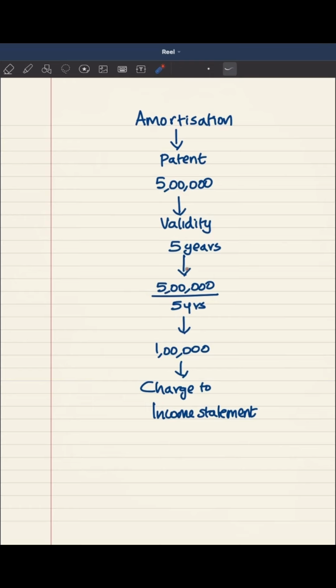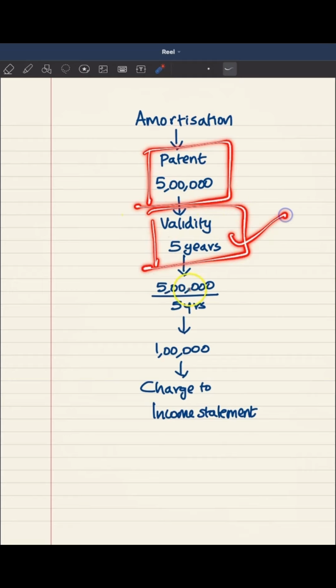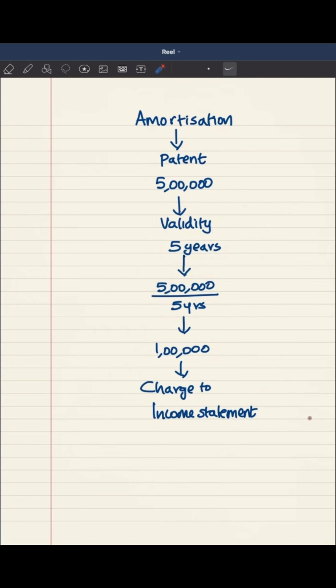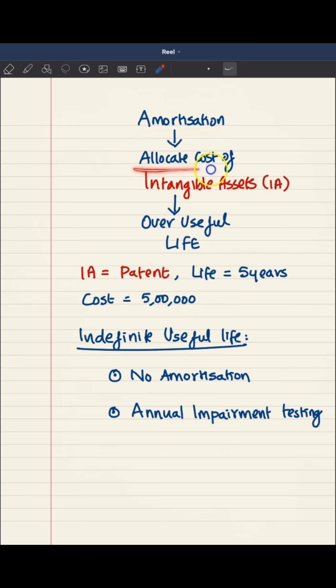On what basis can you charge? You can simply take the cost divided by its validity or useful life. So 5 lakh divided by 5 years, what you get is 1 lakh. This can be charged to the income statement. So understand, amortization means you are allocating the cost of intangible asset. I think now you will appreciate the difference. Depreciation means allocating the cost of tangible asset. Amortization is on intangible assets over its useful life. In our example, the intangible asset was a patent, useful life is 5 years, and the cost is 5 lakhs.